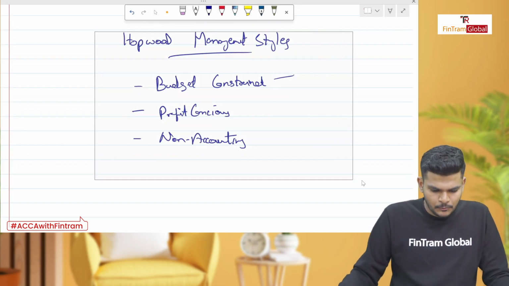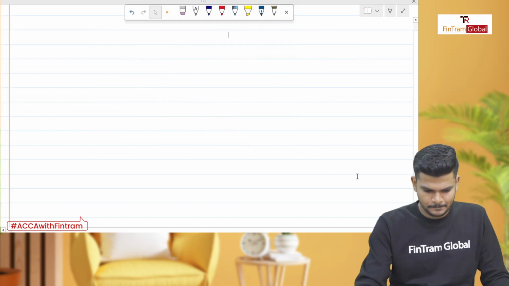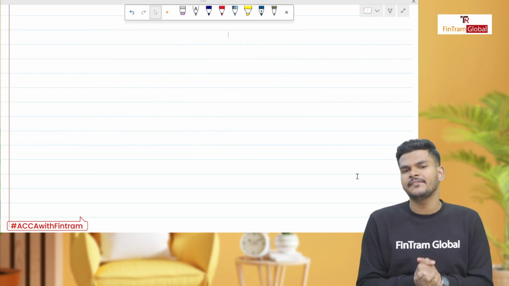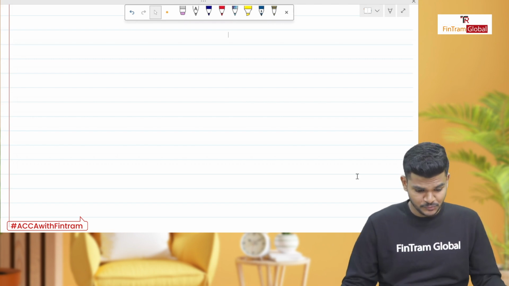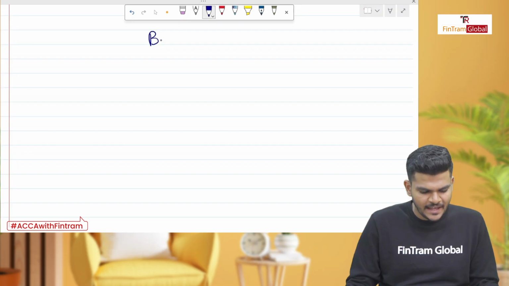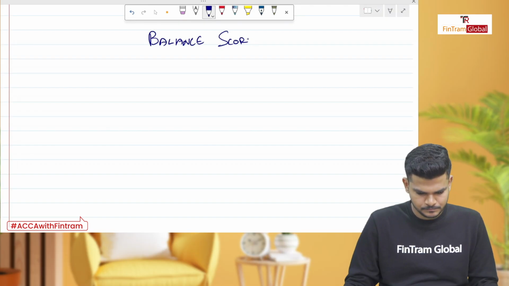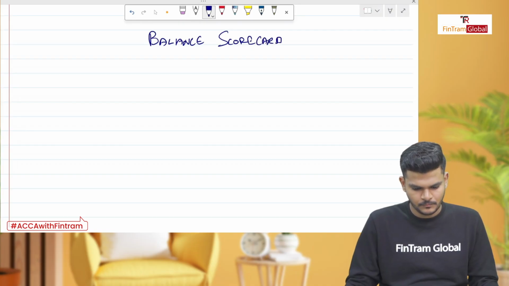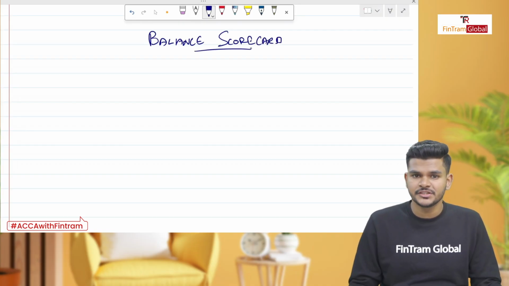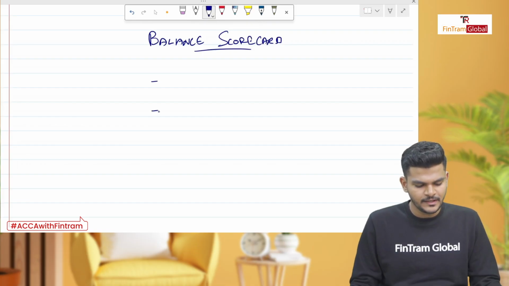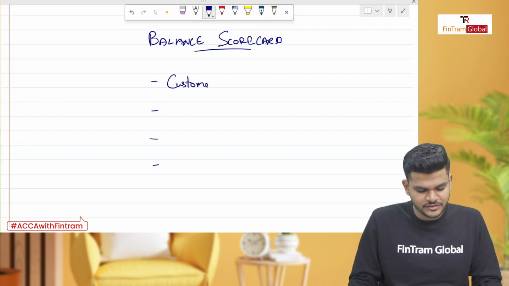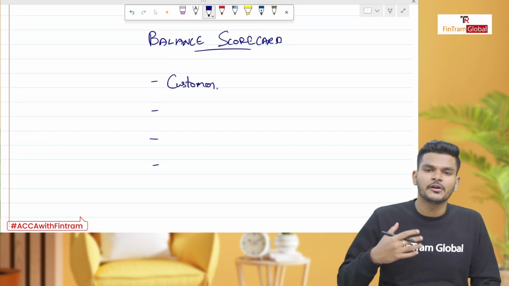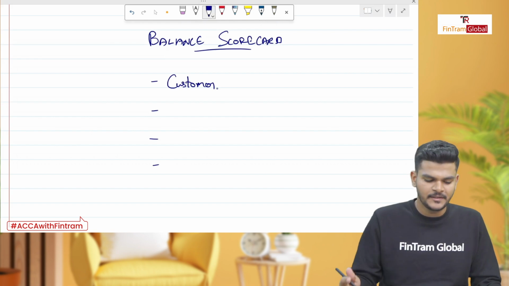Now, what else can we discuss? I guess the only thing that's left over would be the frameworks or models, right? The first model that we will be looking at would be the balanced scorecard. So, what is the balanced scorecard approach? The balanced scorecard approach looks at four perspectives. What are the four perspectives? First of all, there is the customer perspective. How exactly are we adding value to the customer? This is something that we look at.